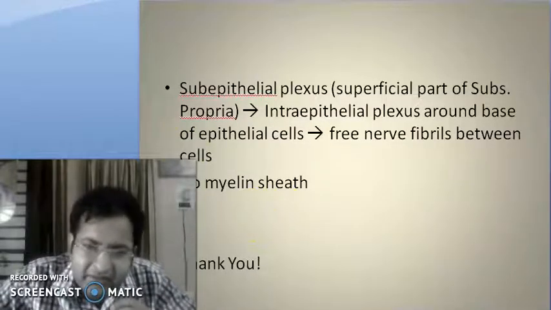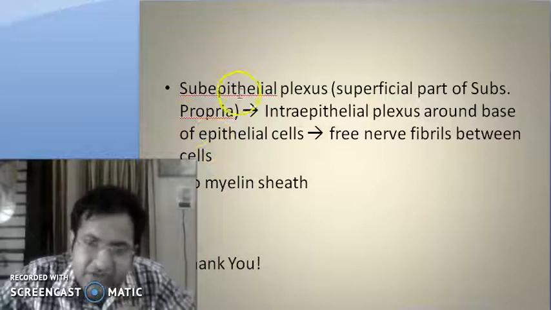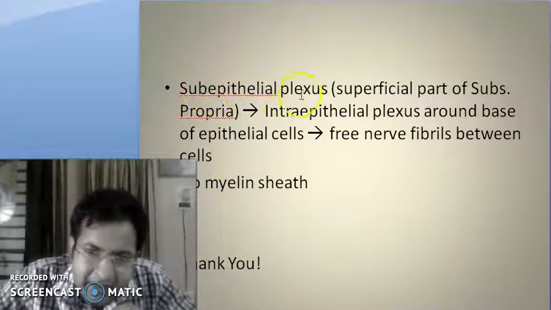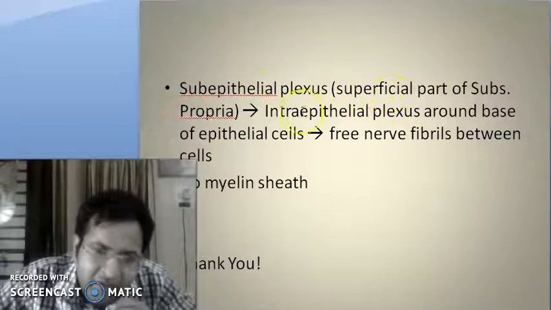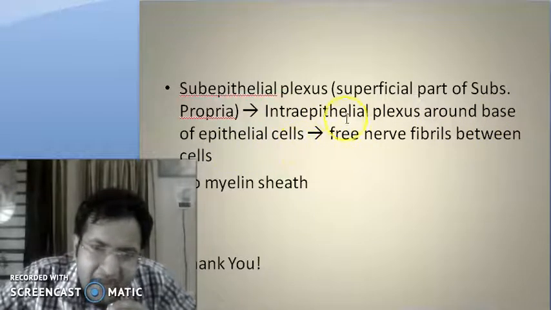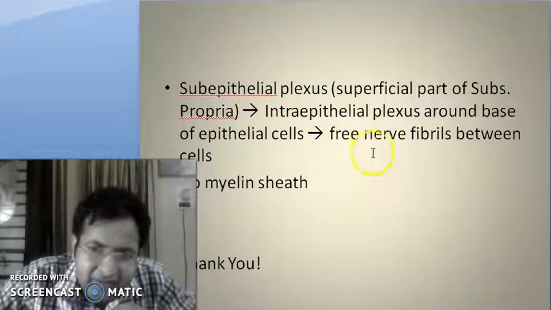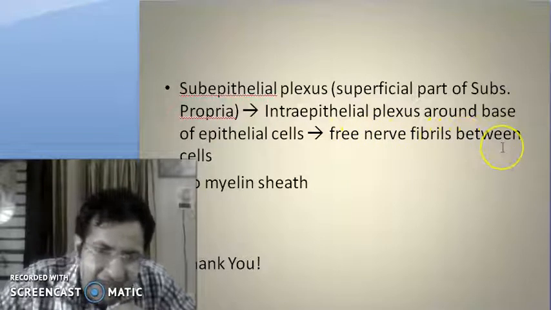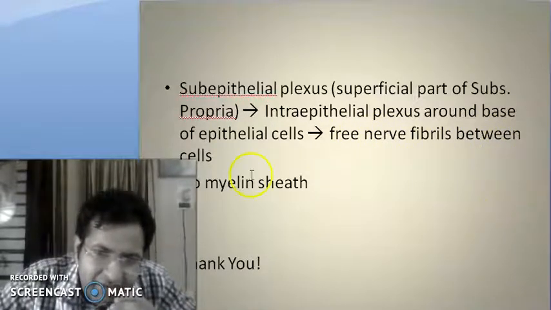Next, when these nerves reach the cornea, they form a subepithelial plexus. Where is this subepithelial plexus? It is located in the superficial part of the substantia propria of the conjunctiva, where the subepithelial plexus changes into the intraepithelial plexus around the base of the epithelial cells. And this intraepithelial plexus gives free nerve fibrils between the cells, and there is no myelin sheath seen on these nerves.